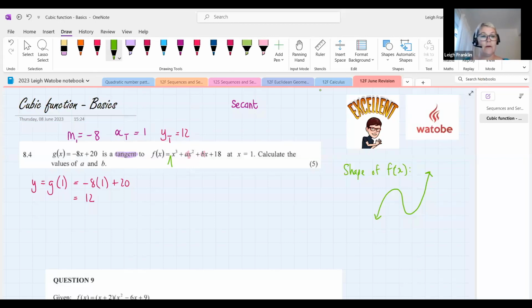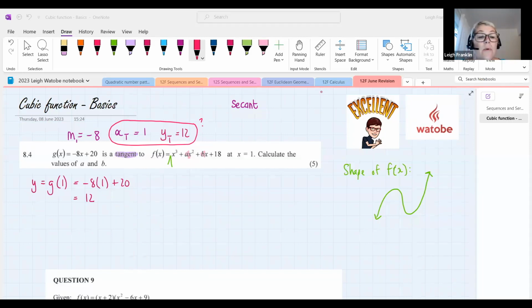So this particular tangent touches the graph where x is equal to 1 and where y is equal to 12. They want us to calculate the values of a and b now. So what can we do with the 1 and the 12? What can I substitute them into to give me an equation with a's and b's in it? Sub them into f of x. There we go, Gugu, lovely. Yes, Lebogang, that's it, great.